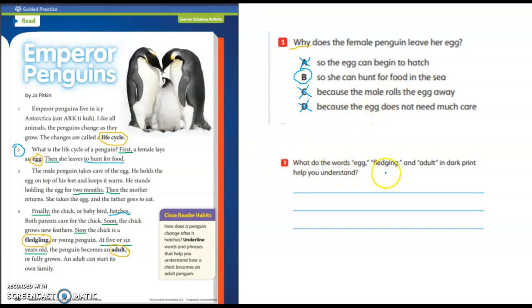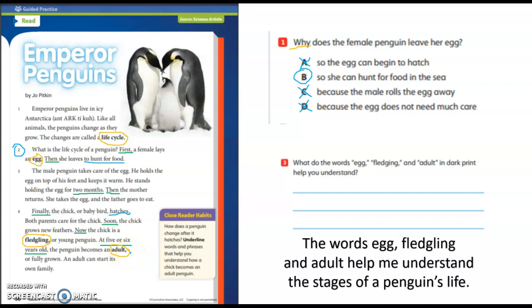What do the words egg, fledgling, and adult in dark print help you understand? So we talked about these bold words here, and we talked about how they were very important to the text. When I answer a short response question like that, I need to make sure that I restate the question. So I said, the words egg, fledgling, and adult help me understand, and then I answered it, the stages of a penguin's life. Now you're going to go do a practice question on your own.